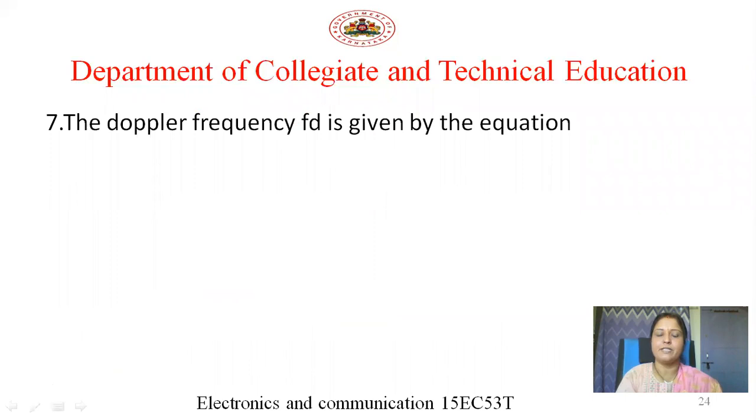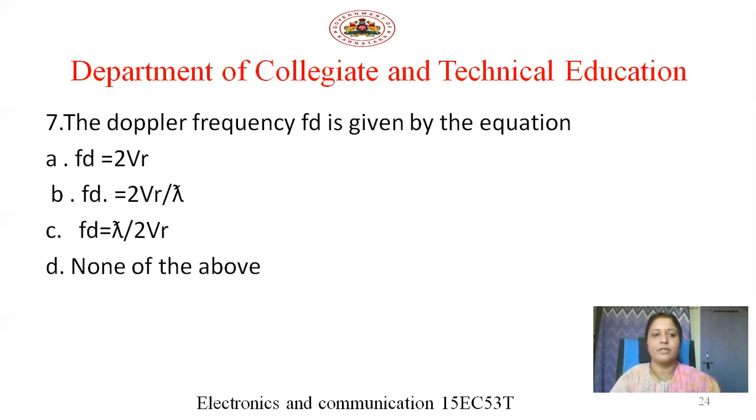The Doppler frequency Fd is given by the equation: Fd = 2Vr, Fd = 2Vr / lambda, Fd = lambda / 2Vr, or none of the above. Which is the correct answer? That is the equation for Fd. Any guess, students? Yes, it is answer B, that is Fd = 2Vr / lambda.